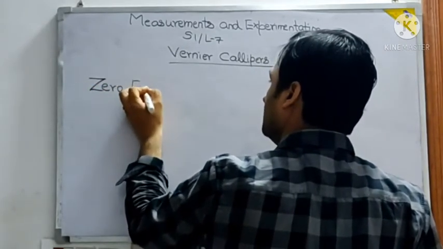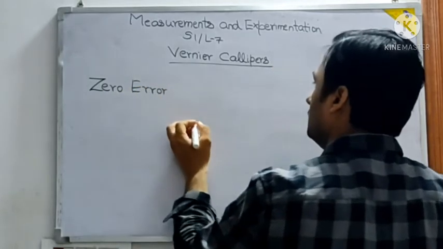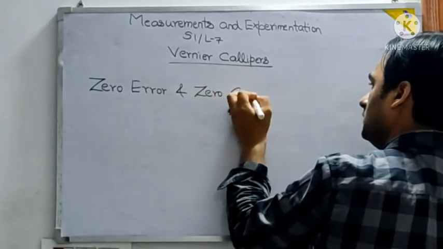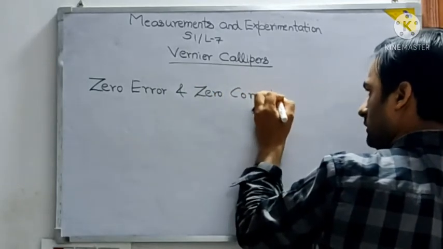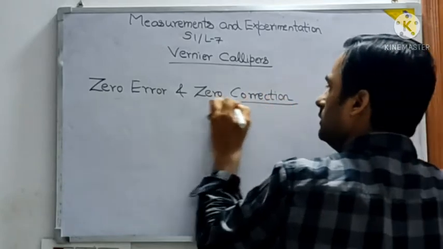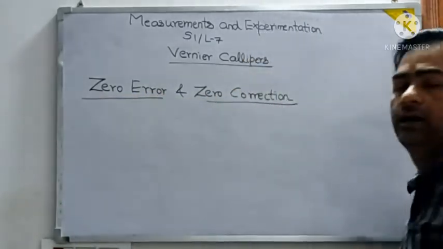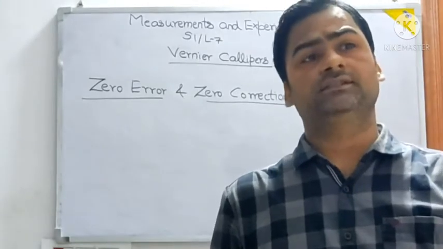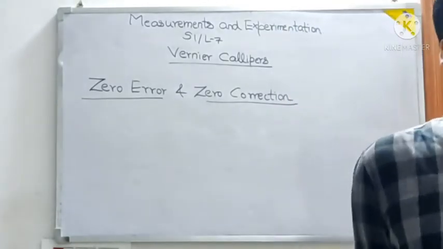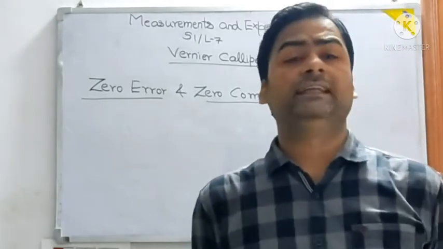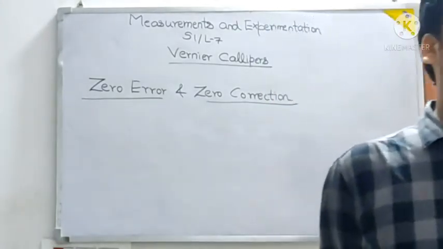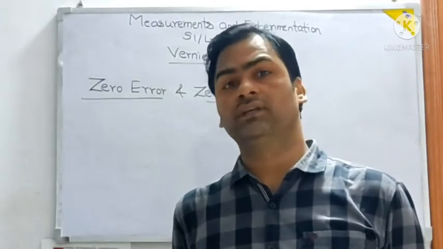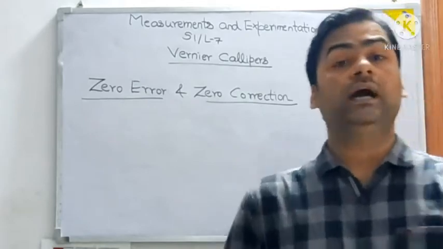Zero error and zero correction. If you have seen my video completely of yesterday, you must have seen that in the last few seconds I told what zero error was. If you recollect, whenever the main scale and the vernier scale, zero of main scale and zero of vernier scale, are not coinciding.